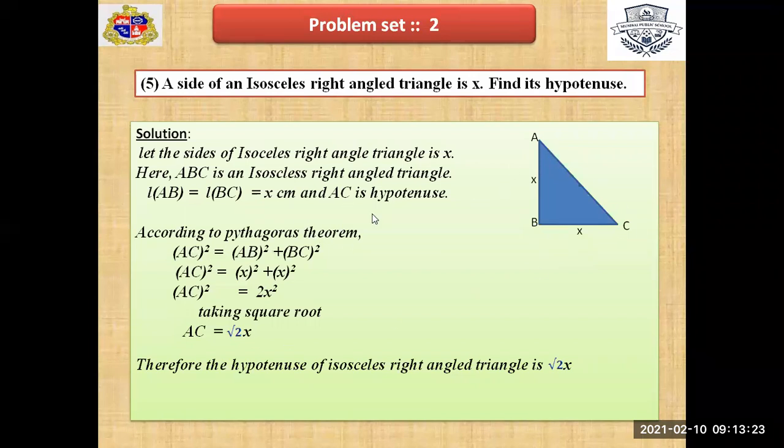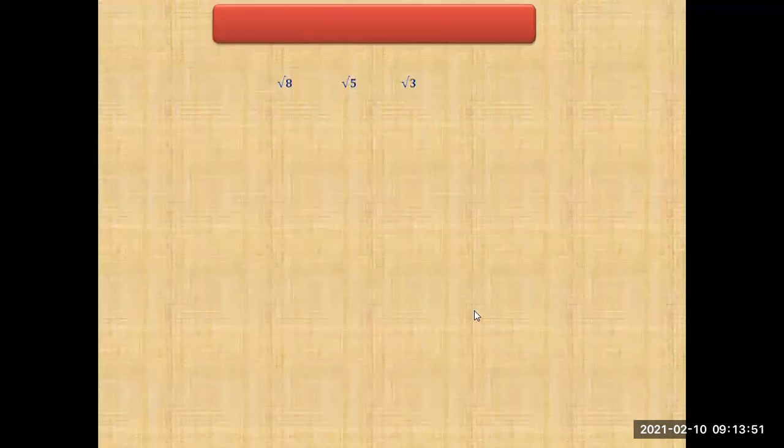Then apply Pythagoras theorem. According to Pythagoras theorem, hypotenuse square is equal to one side square plus other side square. So AC square, the value of AB is X and the value of BC is X. X square plus X square, 2X square. Taking square root, AC is equal to root 2 X. So therefore, the hypotenuse of an isosceles right angle triangle is root 2 X. Okay. Next question.